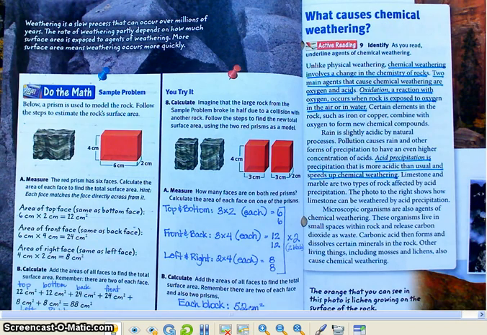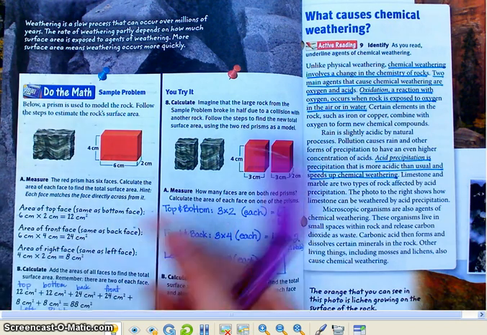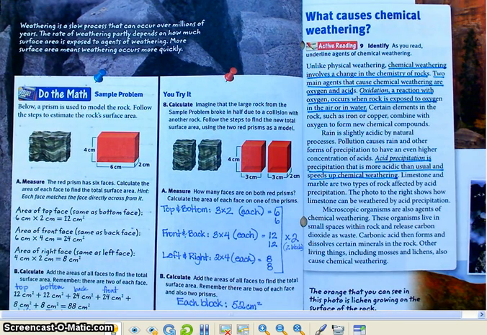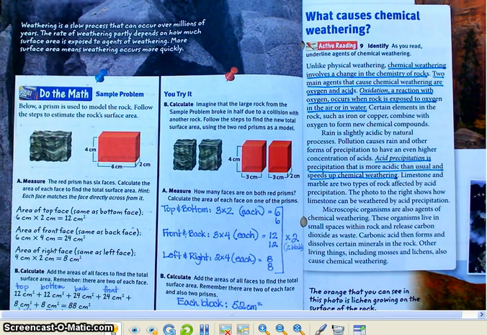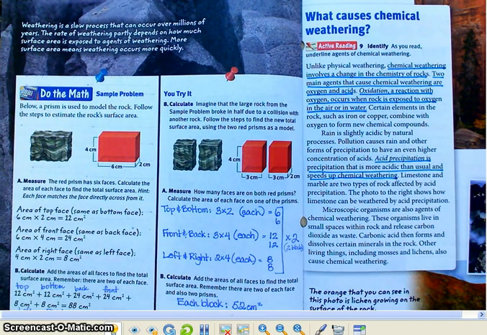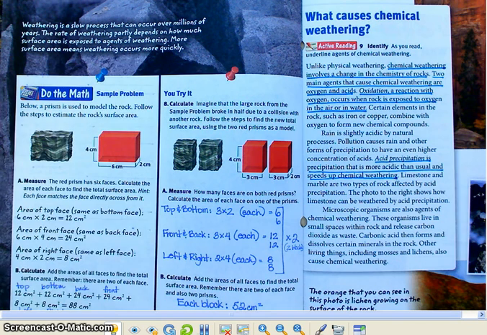All right, I'm now on page 372. And it mentioned this on the previous page, but I haven't talked about it yet. Weathering is a slow process, and I'm reading this part, that can occur over millions of years. But the rate of weathering partly depends on how much surface area is exposed to those weathering agents.